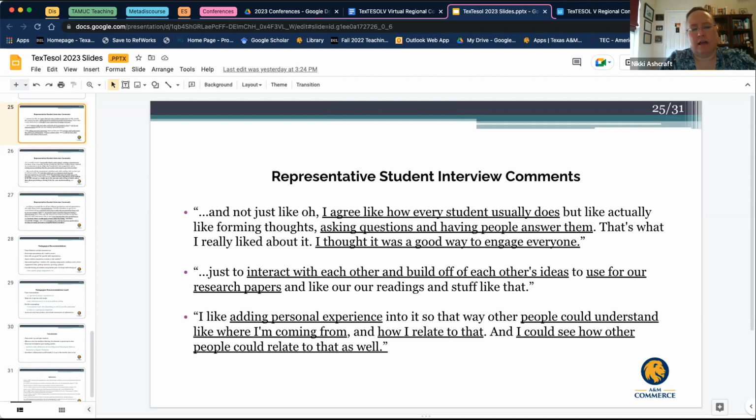So I haven't had them just annotate an article yet, but I'm planning to use it in a methods course, to have them annotate lesson plans, to put up a lesson plan and let them critique it. Or also, I teach a course on materials development.